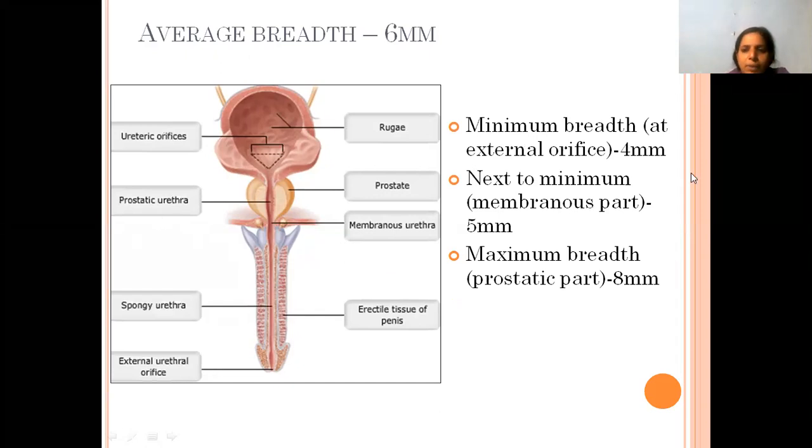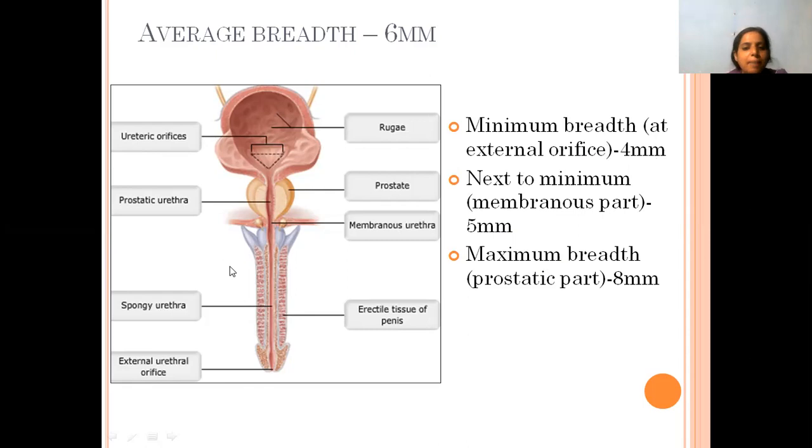And now coming to the breadth. See, catheterization is very difficult. I said, see how much breadth it has. At a maximum only 6 mm, not even 1 centimeter. That means 0.5 centimeters it has, isn't it? The minimum breadth you will see is at the external urethral orifice, which is 4 mm. Then the next minimum is at the membranous part of the urethra, 5 mm.